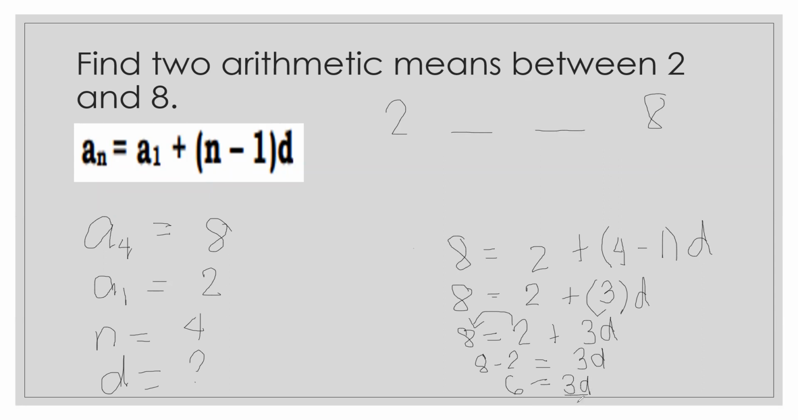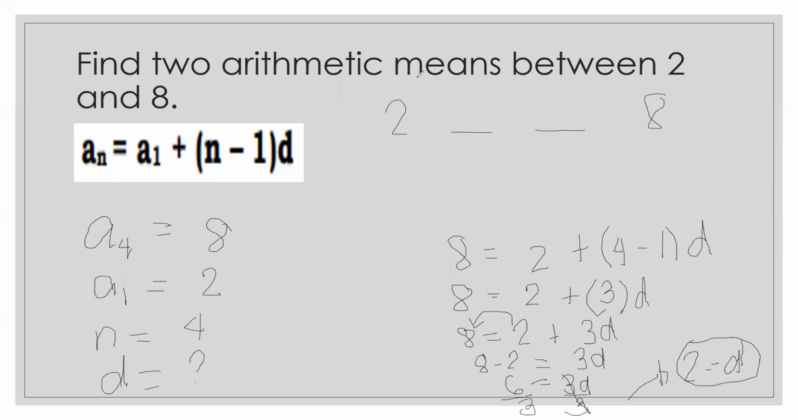Then pwede na natin siyang i-divide. Divided by 3. So what is D? D is equals to 6 divided by 3? 2 po. That will be 2. So, ibig sabihin, our common difference is 2.